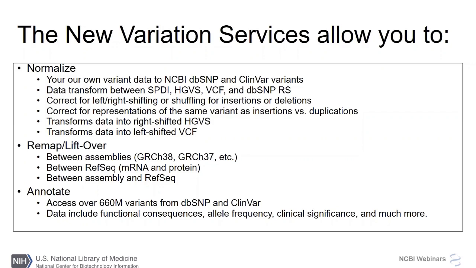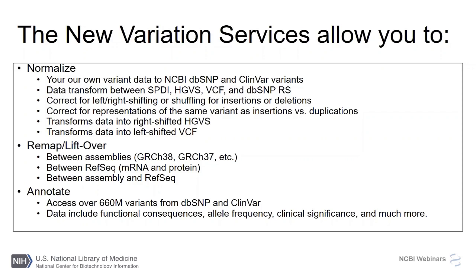And then you can do all these kinds of things to standardize the way your variants are shown. You can correct for left and right shifting for insertions and deletions, and we'll talk a little bit more about that in a minute when we talk about contextual alleles. You can transform your data into right-shifted HGVS or left-shifted VCF, which is a preferred way of writing them. A very useful thing you can do is to remap your sequence variant. That uses our alignment database system to allow you to map variants between assemblies, between various kinds of sequences that are in there.